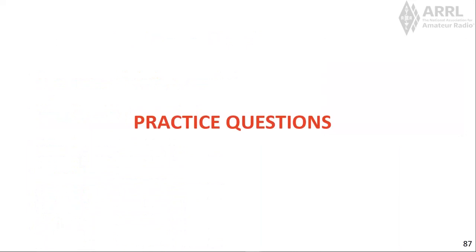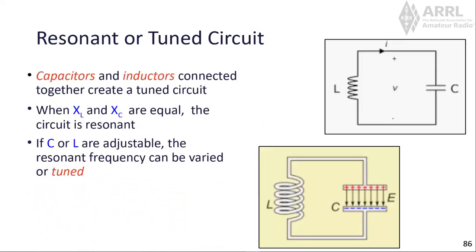Go back with one little bit. Let me get that last part. If C or L are adjustable, the capacitance or the inductance are adjustable, the resonant frequency can be varied or tuned. So you can make an adjustable resonance if one of those components, or even if both of those components are adjustable, but only one actually needs to be. Okay, next.